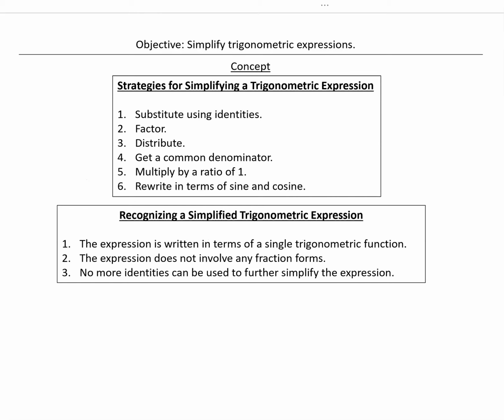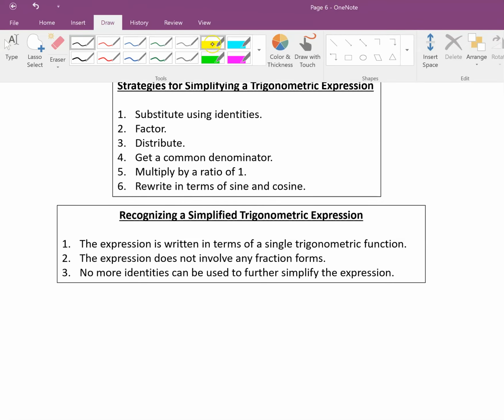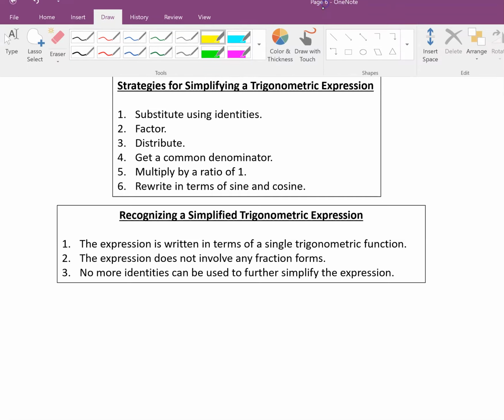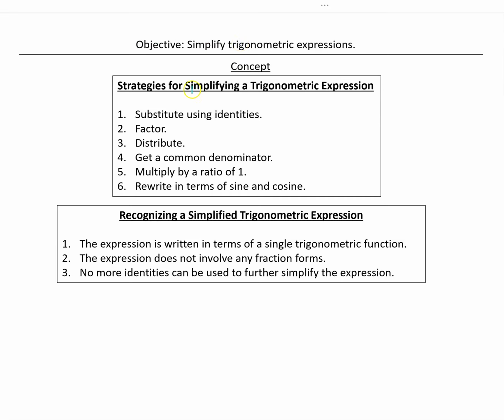Here is an outline of some of the strategies that can be used for simplifying trigonometric expressions. You do substitutions using your identities. Could be quotient identities, reciprocal identities, or Pythagorean identities. Sometimes you can try factoring. We'll look at some problems where we focus on factoring. To remove parentheses, you can look at using your distributive property.